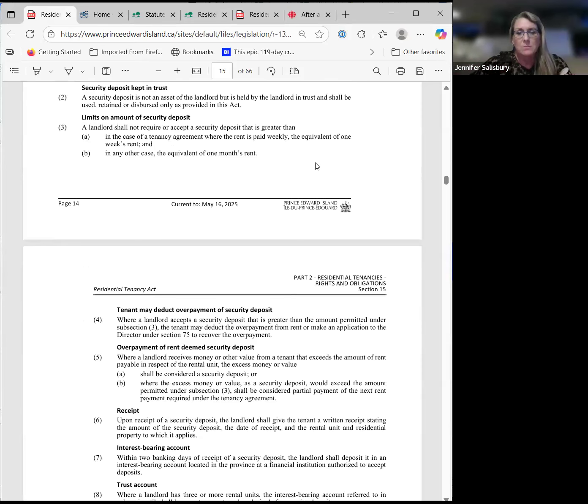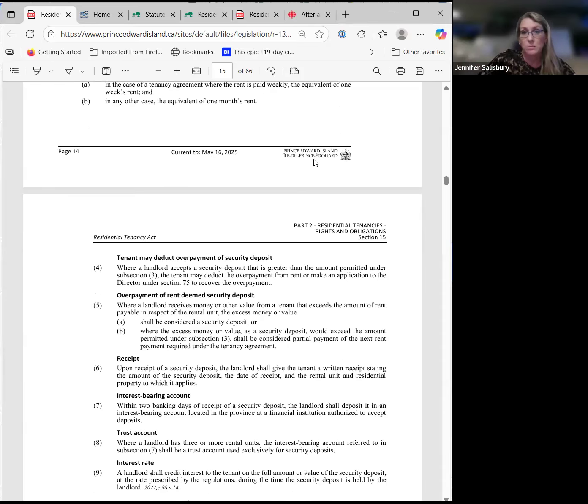Let's see what it says about limits on the security deposit. There's actually a bunch more details on the security deposit. I'm not going to read them all because that's going to get really old really quick. Okay, a landlord shall not require or accept a security deposit greater than, in the case of a tenancy agreement where rent is paid weekly, the equivalent of 1 week's rent, or in any other case, the equivalent of 1 month's rent. Okay, well, that's the answer, it's 1 month's rent.